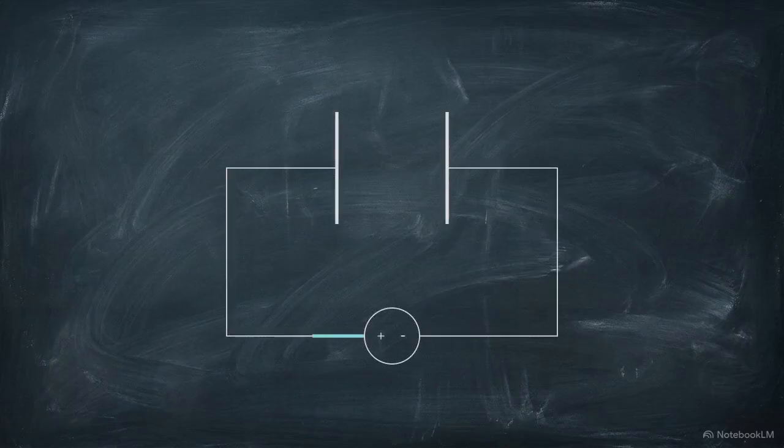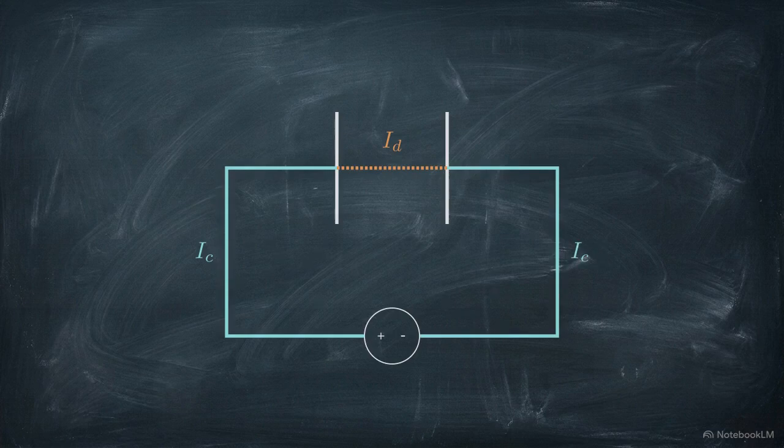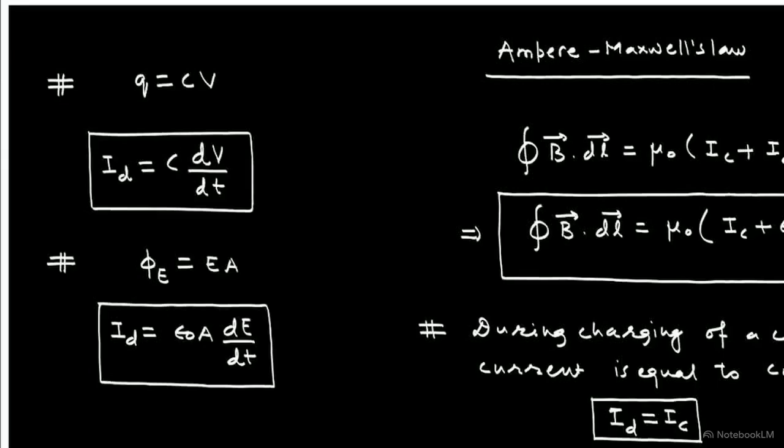Accounting for this virtual current bridges the physical gap, allowing Ampere's circuit law to function continuously across the entire system. Taking the time derivative of standard capacitor equations yields two practical formulas for displacement current, one based on the change in voltage and the other on the change in the electric field.